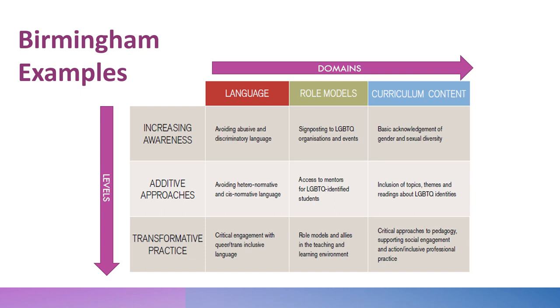So going through the example, starting with applying each of the levels to the language domain. When we map increasing awareness against language, the intention is to avoid the use of abusive and discriminatory language. Attending CPD in this area might be a useful step. Staying with the language domain, the additive approach might include making an effort to avoid heteronormative and cisnormative language in oral and written communication. These terms might not be familiar to you right now, and there'll be more on this later on.